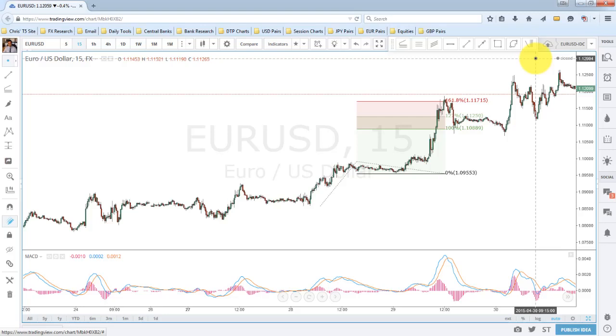Okay, so let's go ahead and talk about the next section. It's pretty short. Fibonacci time extensions. We only use time extensions for really one purpose.